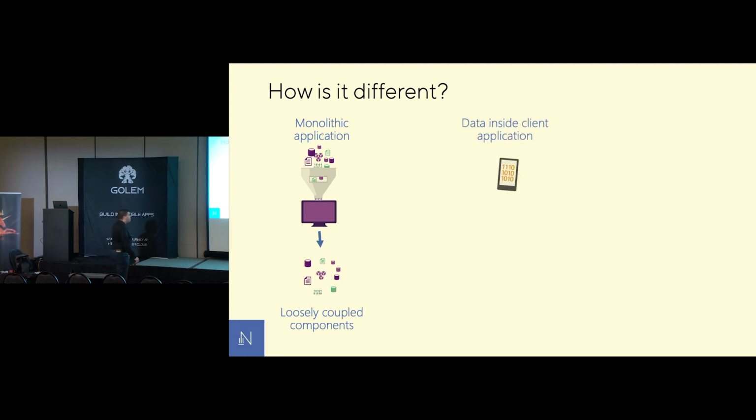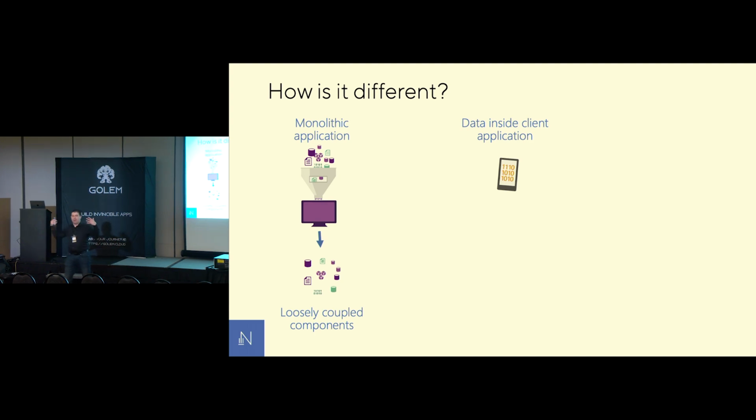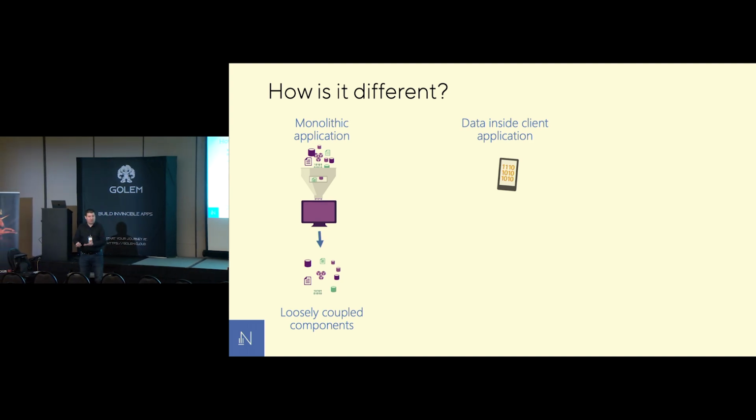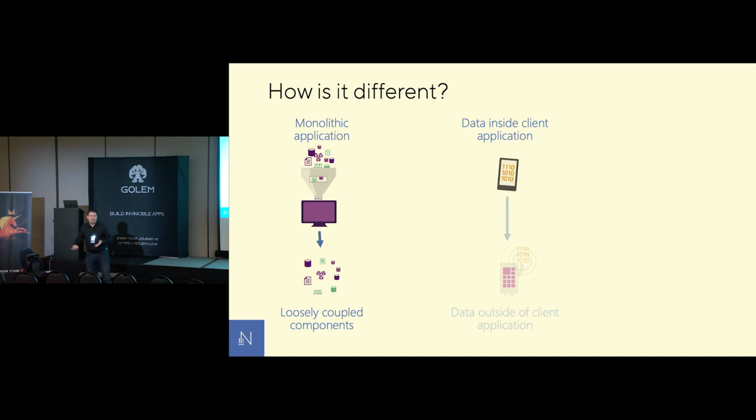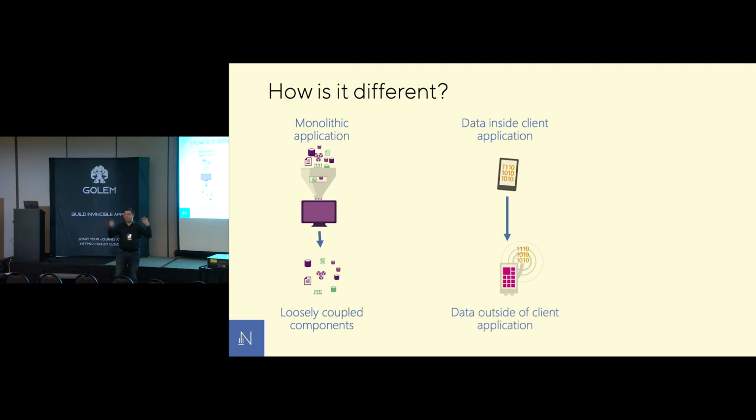On the other hand, in monoliths, we are used to having memory, having all these fast operations inside of our servers because we have a server. In the loosely coupled world, data is outside of the client application. We'll always need to be pulling something from somewhere, and that's how we are building the architecture.